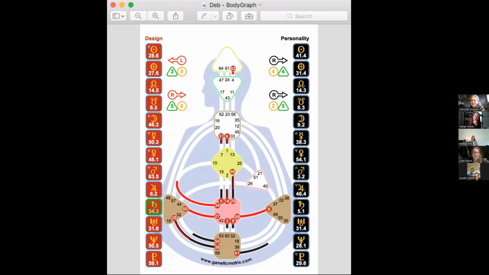So where did you get confused? What were you thinking wasn't causing the single definition? Because all the centers weren't connected. I was looking for channels to connect everything, and I wasn't seeing that.